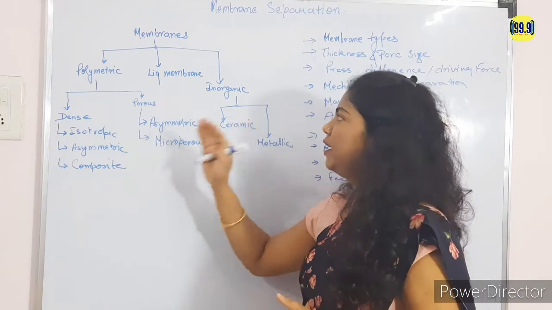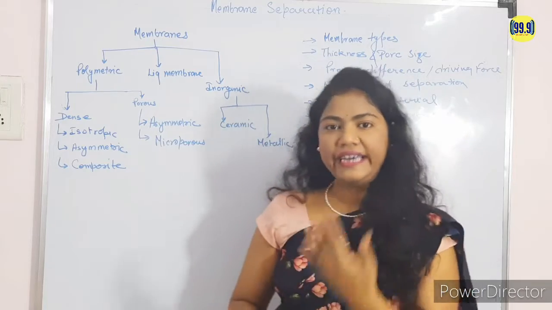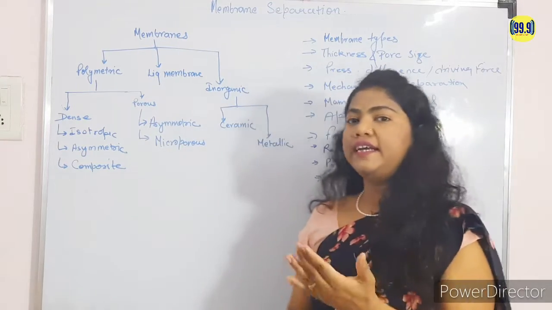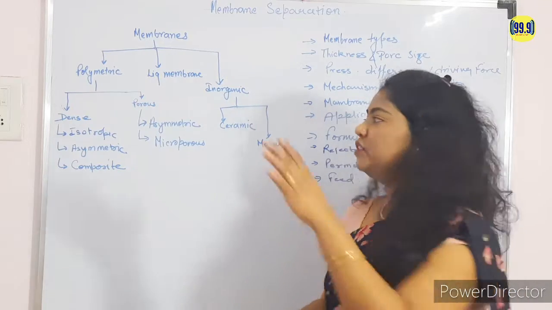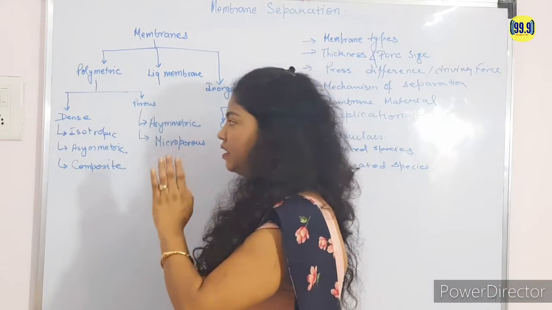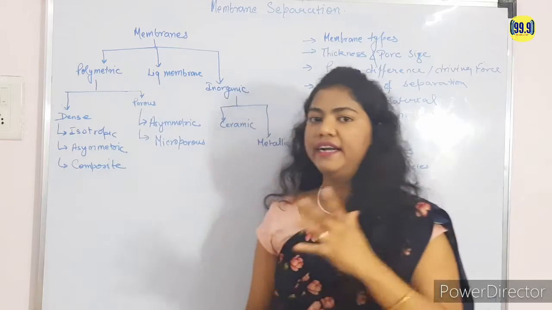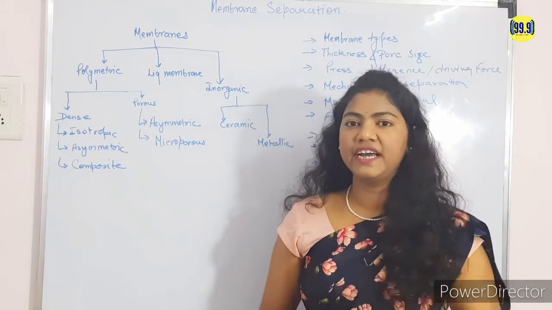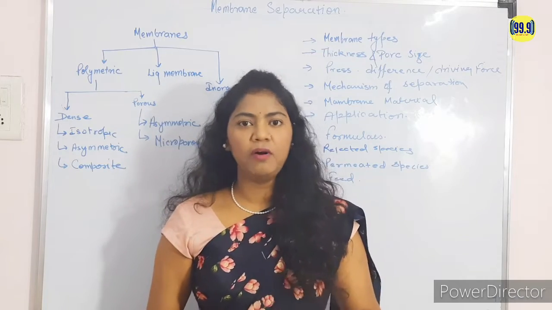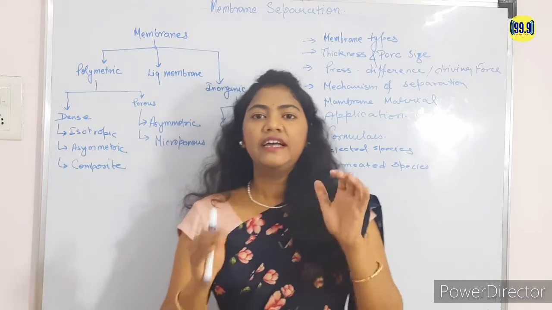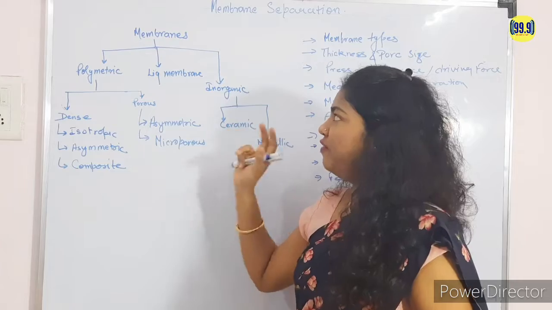Okay, so in case of inorganic, it is again divided into two categories. First one is ceramic and second one is metallic. Okay, so all the detailed discussion is already done in the previous lecture. You can check it in the link of that video in the description box or in the I button. Okay, so these are very important.